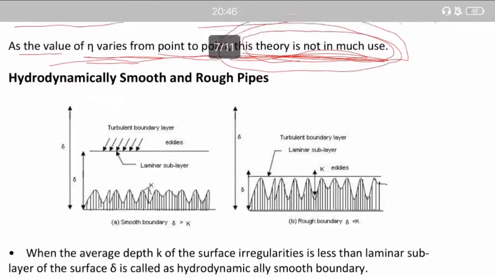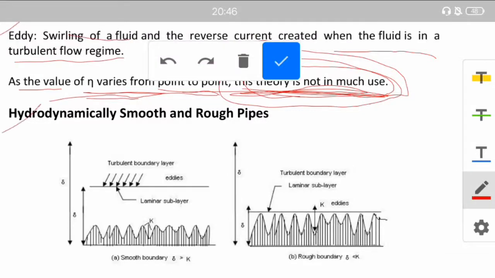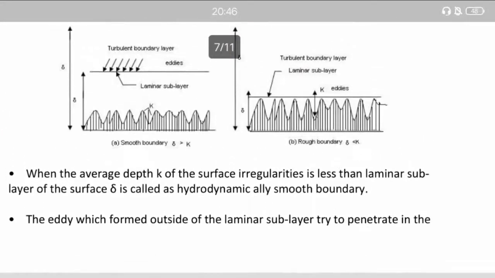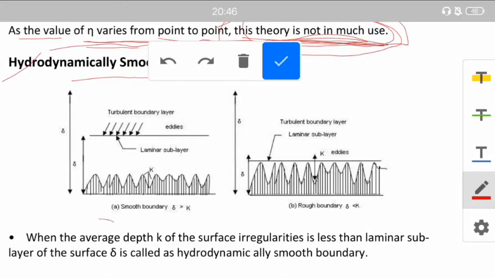So hydrodynamically smooth and rough pipes is our next topic. So what are hydrodynamically smooth and rough pipes? First go through the diagram. This one shows a smooth boundary and this one shows a rough boundary. Delta is greater than K and delta is less than K. We have a laminar sublayer over here and a turbulent boundary layer over here.